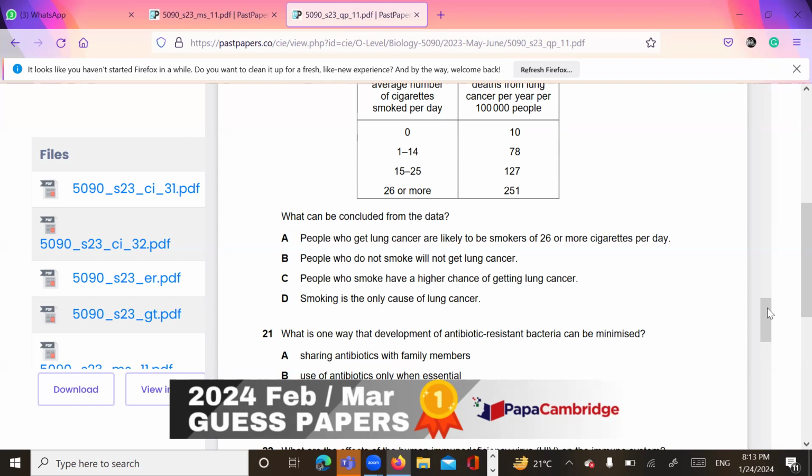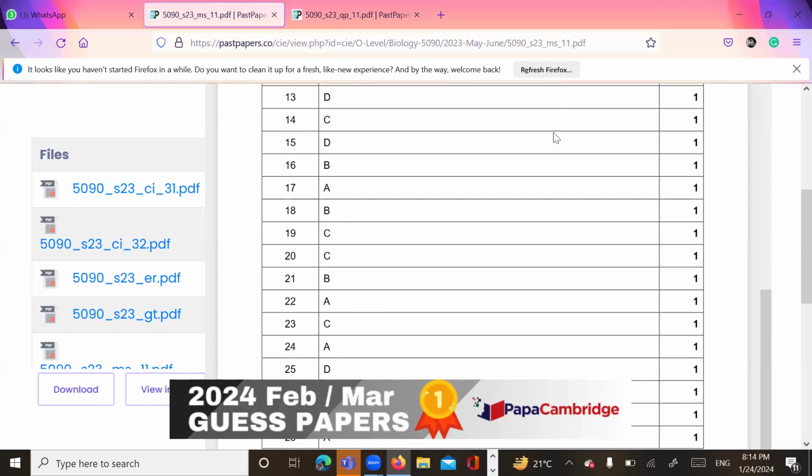No, even people with 0 cigarettes per day are being diagnosed with lung cancer. People who do not smoke will not get lung cancer. Same reason, people who do not smoke are still diagnosed with lung cancer due to different reasons. Part D says that smoking is the only cause of lung cancer. No, smoking is not the only cause, but it is one of the main causes. So part C says people who smoke have a higher chance of getting lung cancer. So I'll go for part C. Let's see 20C. 20C is correct.